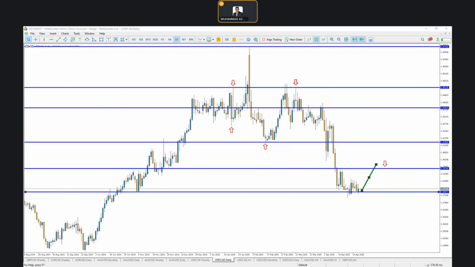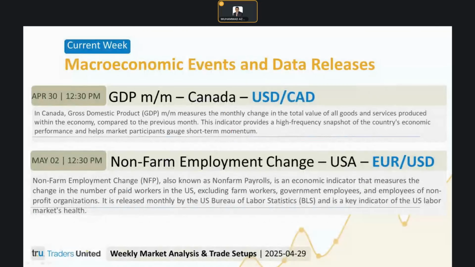If GDP is lower than expected, minus 0.3%, a weaker reading would reinforce concerns about a broader slowdown in Canadian growth and could increase expectations for Bank of Canada easing. This would likely weigh on the Canadian dollar and push the USD CAD higher.